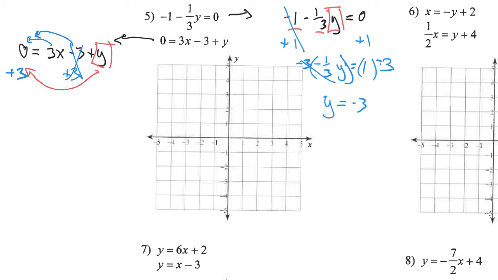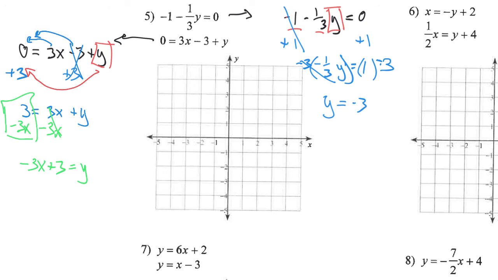So those 3's will cancel. 0 plus 3 leaves me with 3 on the left side equals 3x plus y. Now I'm going to subtract that 3x over. Again, I can't combine the 3 with the 3x because they're different, right? One's an x, one's not. So I'm going to just list them out. Negative 3x plus 3 equals y. So there you go. Y is by itself, and I'm done.